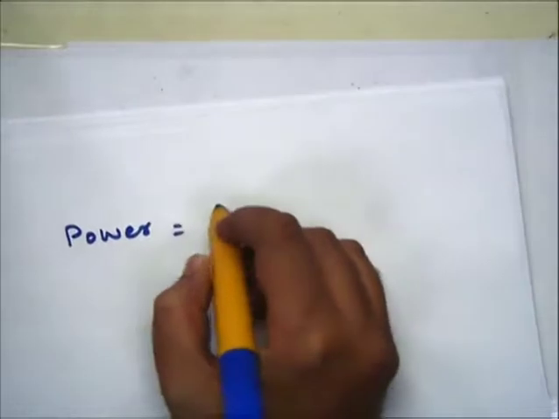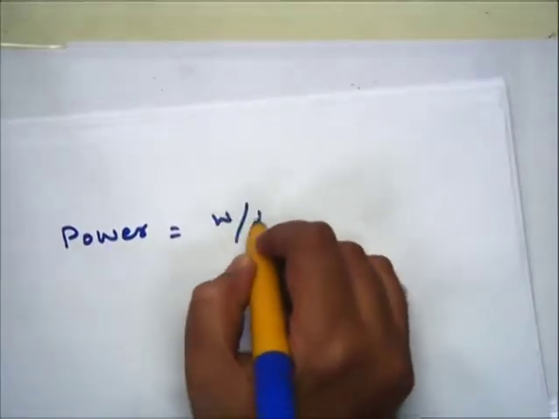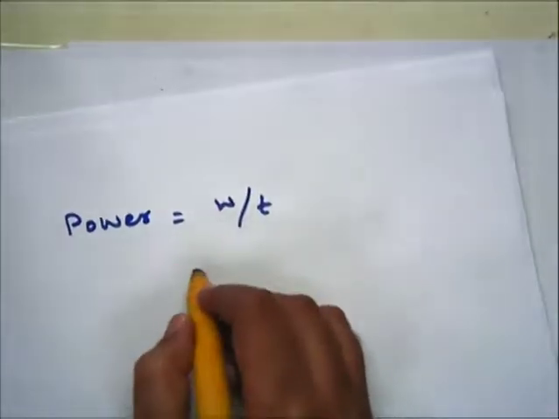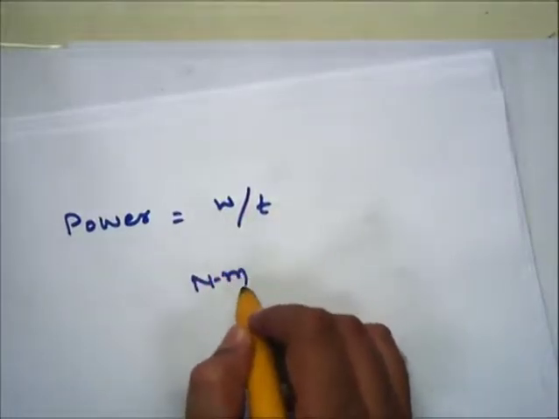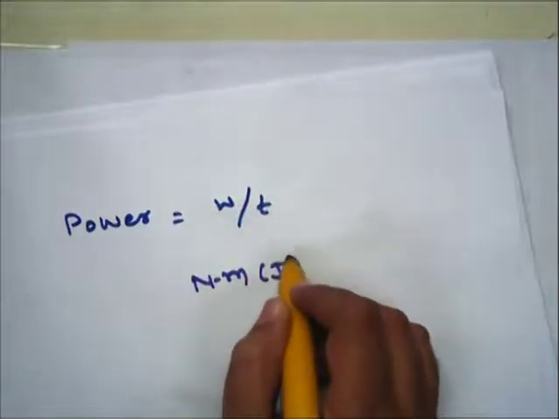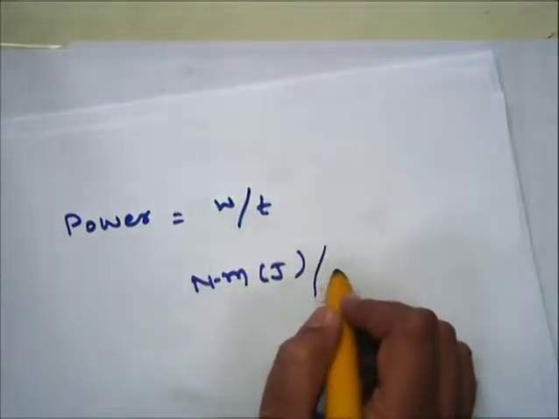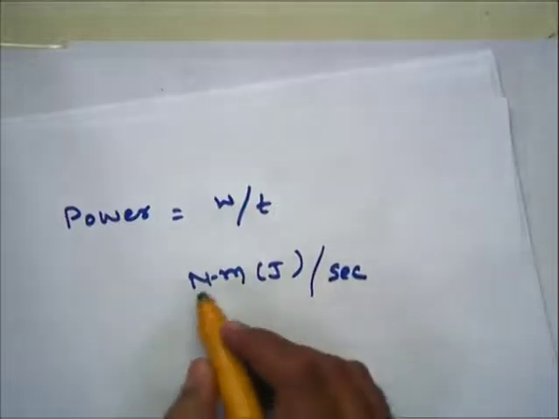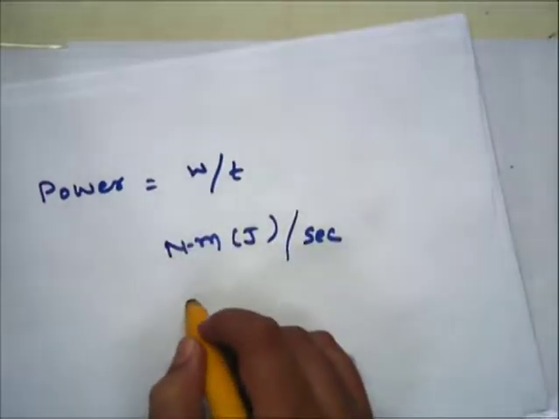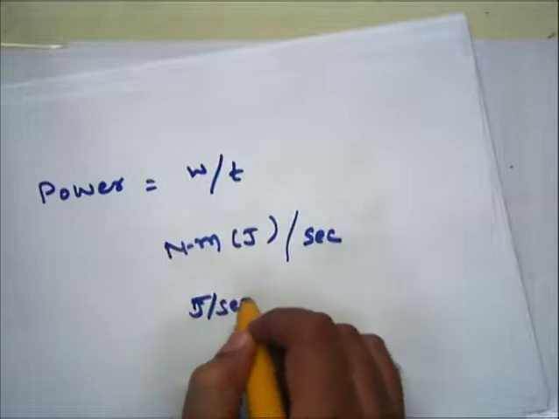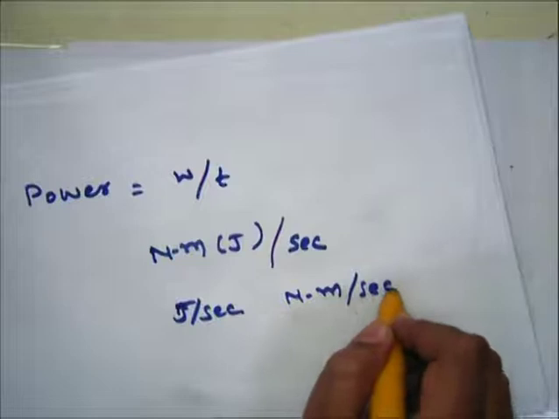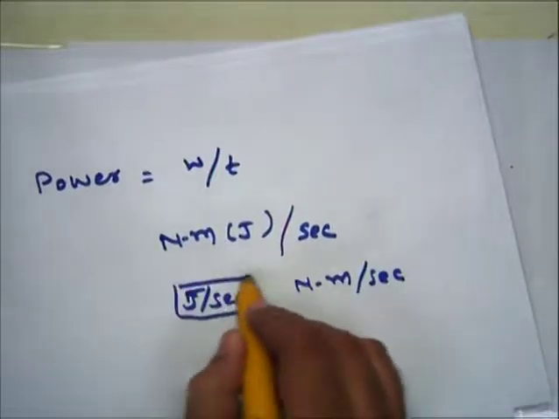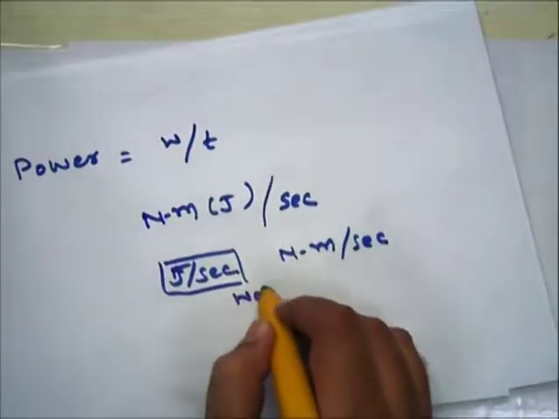Let us again discuss this thing. Power is equal to work done upon time. We know that work done is Newton meter or joule, and T is time. So the unit of power is joule per second or Newton meter per second, and for this entire quantity we can say watt.